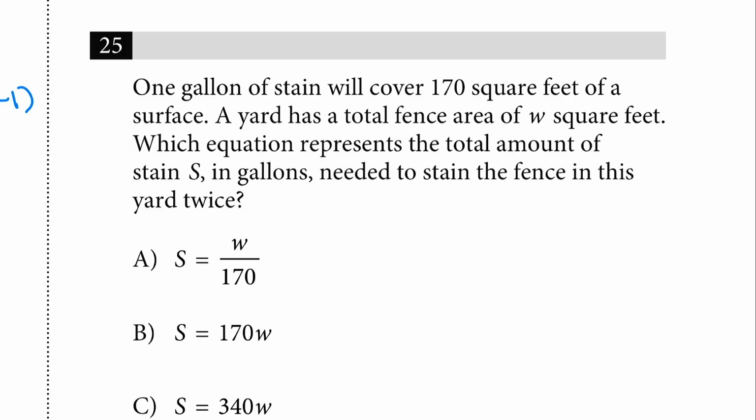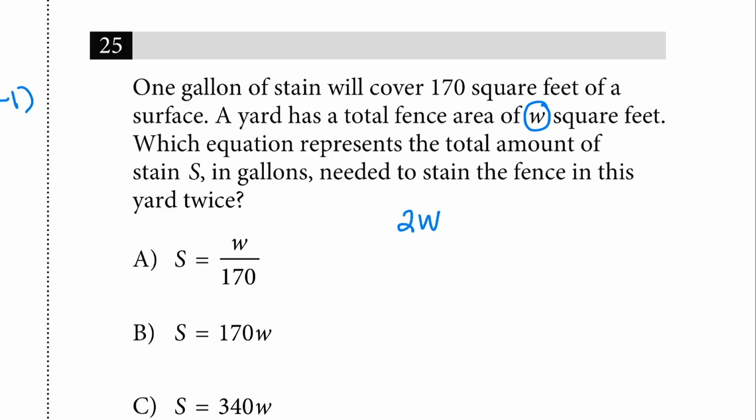1 gallon of stain will cover 170 square feet of a surface, and a yard has a total fence area of W square feet. Which equation represents the total amount of stain S in gallons needed to stain the fence in this yard twice? Let's start out with the fact that the yard has a total fence area of W square feet, and we know that we want to stain the fence twice. So that means that we are going to have 2 times W here.